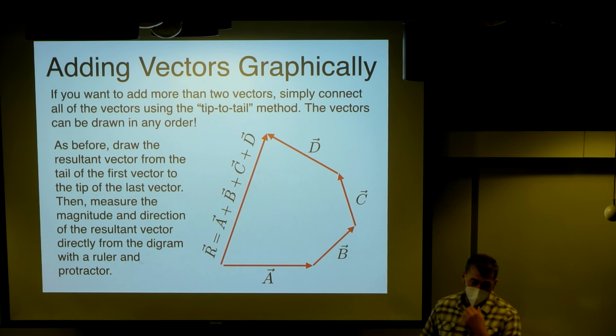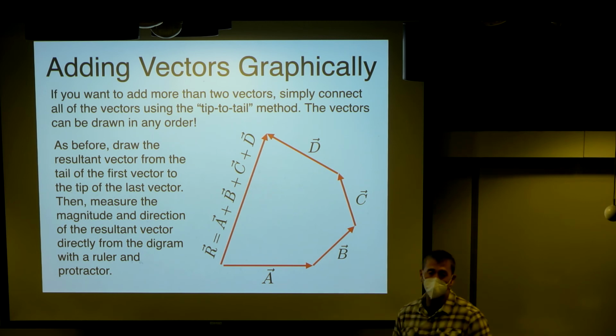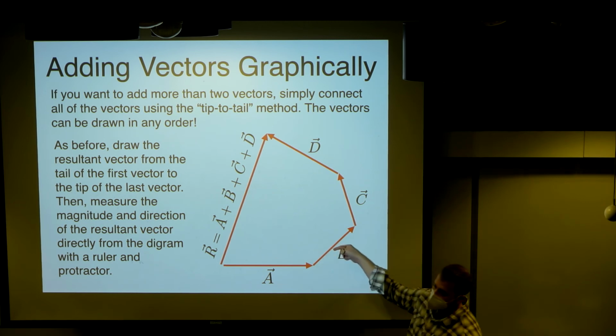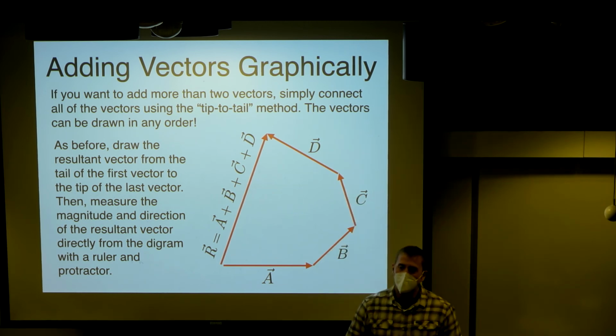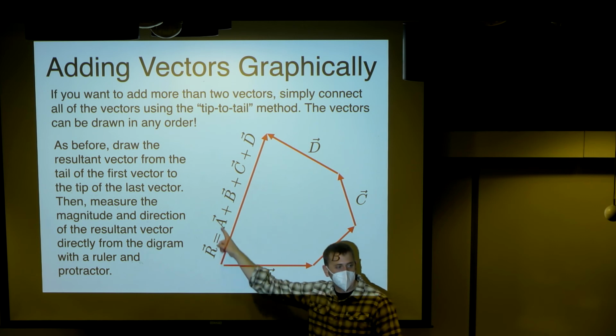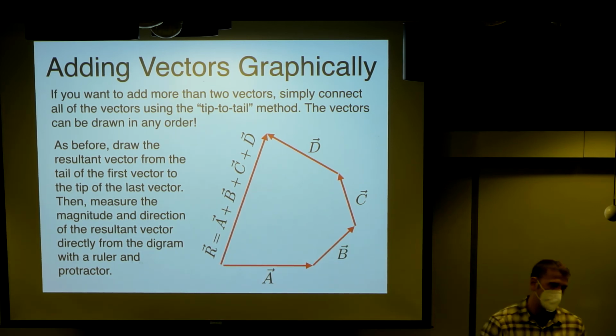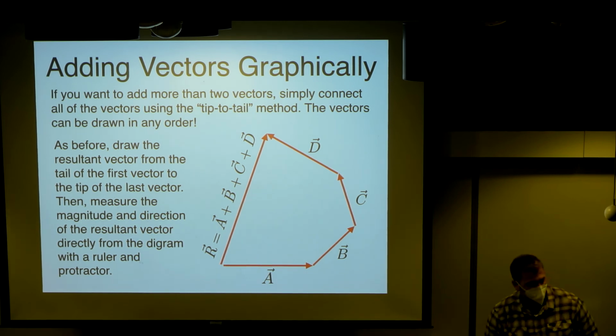Okay, last thing to note about this is that the order doesn't matter. So in this particular picture, I drew A first, then I did B, then I did C, then I did D. Okay? I could have taken them in any order, and I would still get the same resultant vector. So it doesn't matter what order you choose to draw them in, you'll still get the same answer. It's important to remember. Order does not matter.